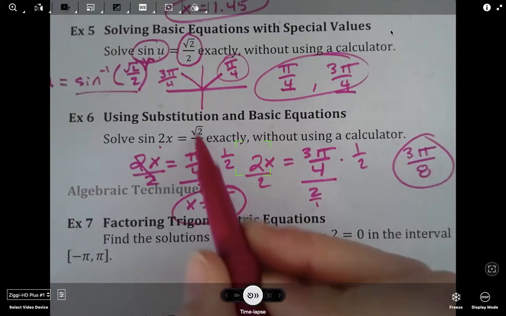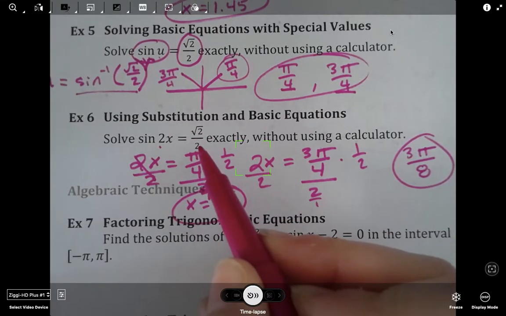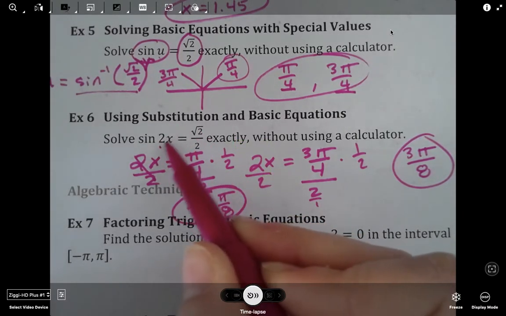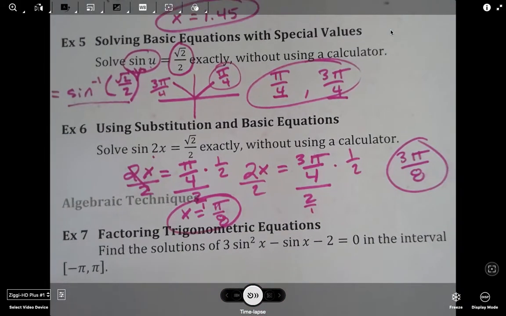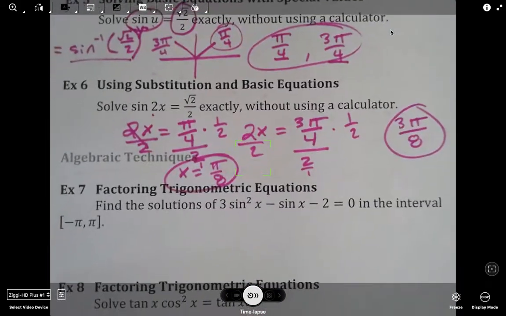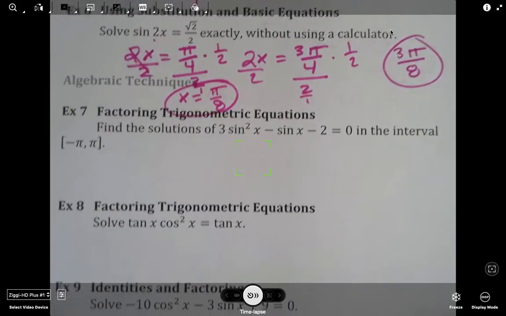So I still want to do the inverse sine and figure out where it is the square root of 2 over 2, and then I deal with this 2 being in here, okay? All right. If that was too fast, rewind. Example 7.